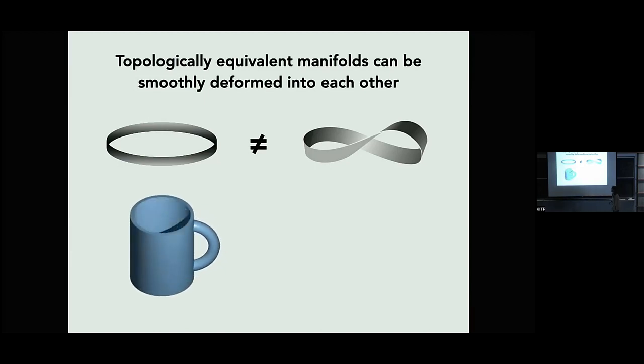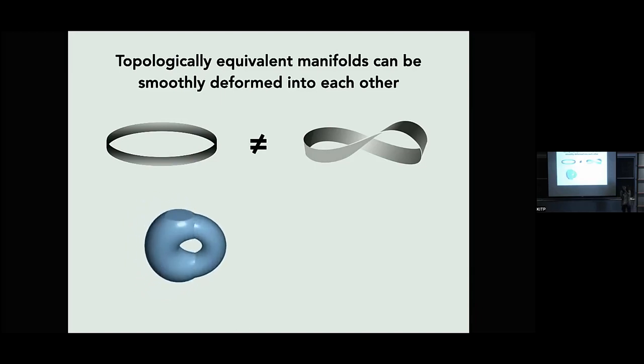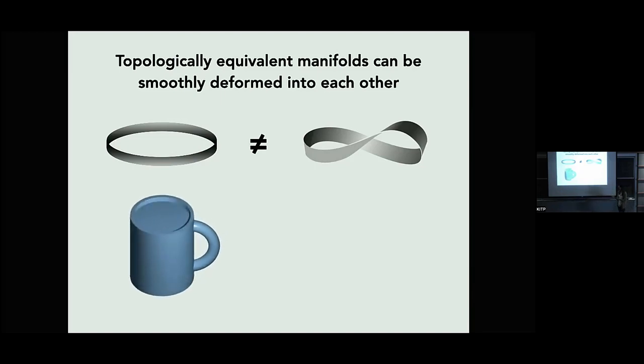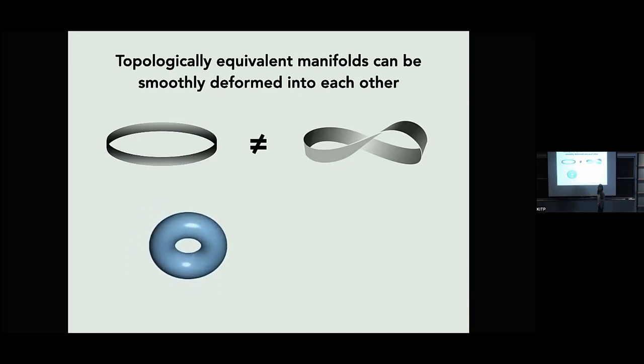If you think of making this out of clay and you had your coffee cup, you could deform the clay to push the top down and make the handle a little wider, and you could turn it into a donut. And these things are topologically equivalent because they both have what's called a genus. They both have one hole, and that's what makes them able to be smoothly deformed.